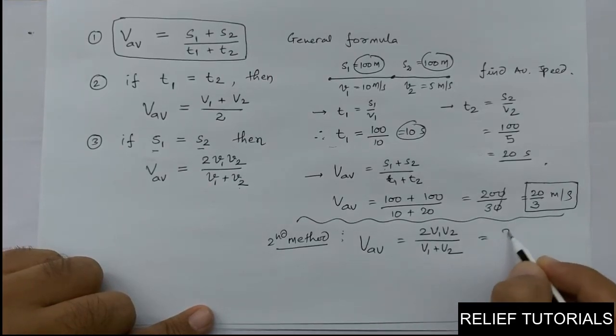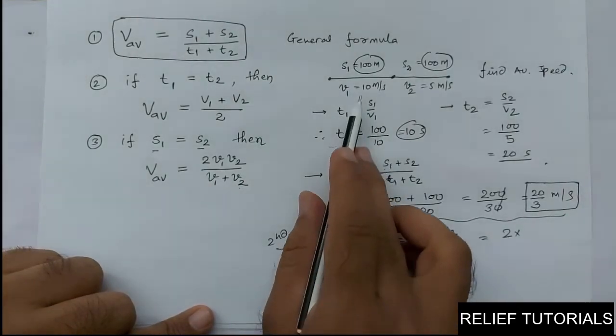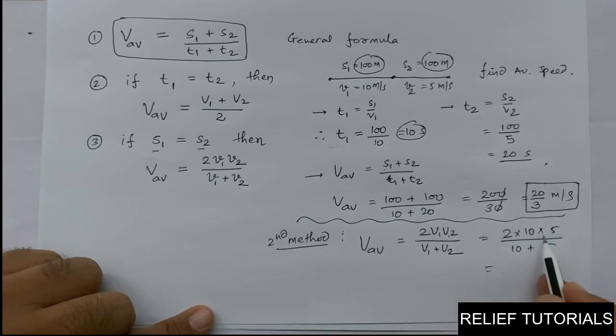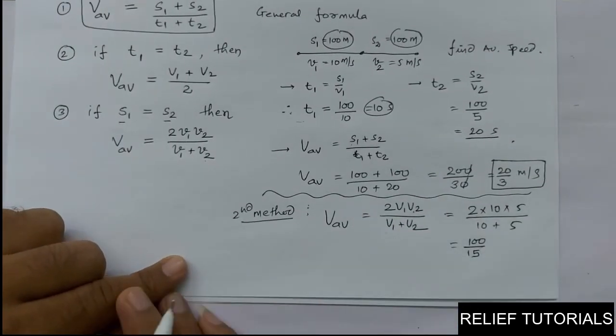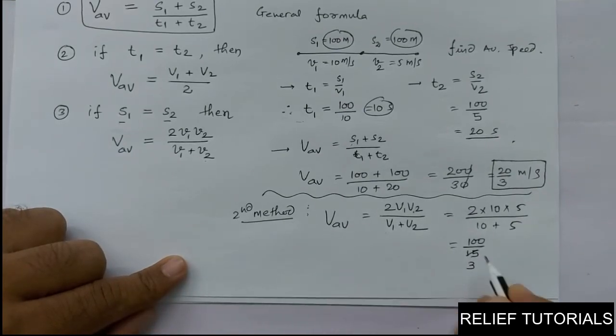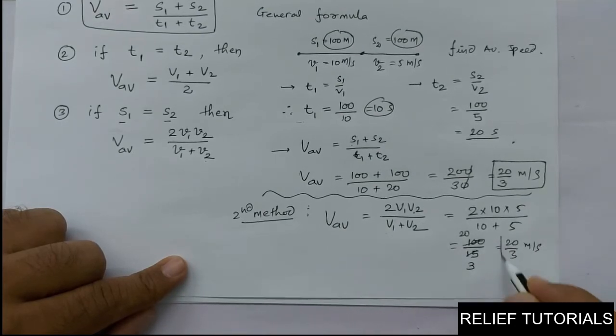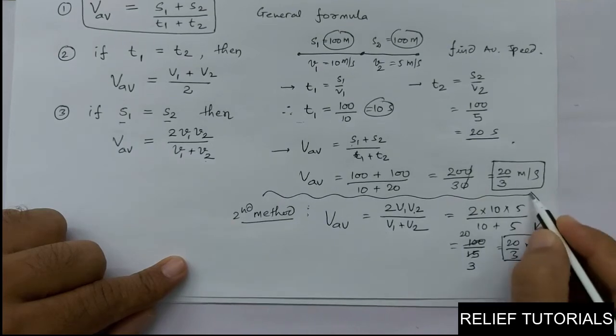Put the values. 2 into V1. What is V1? V1 is 10. Into V2. V2 is 5. Upon V1 plus V2. V1 is 10, plus V2 is 5. So here all are in multiplication. So 10 5s are 50, 50 into 2 is 100 upon 15. 5 3s are 15 and 5 20s are 100. So answer is 20 by 3 meter per second. So can you see both these answers are same?